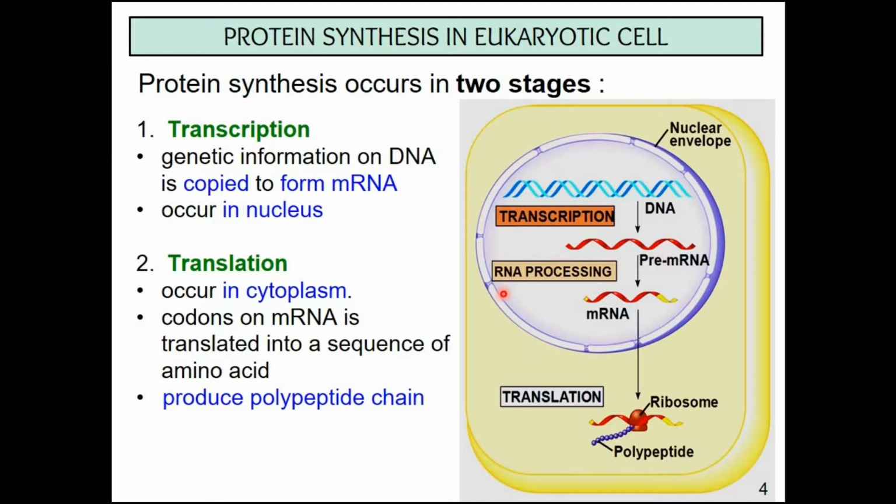And after that, kita akan proceed dengan RNA processing untuk jadikan dia matured mRNA. Dan kemudian, proses seterusnya, bila dapat mRNA akan keluar daripada nucleus melalui nucleopore dan dia akan menjalani proses translation, iaitu kita ambil mRNA ini dan kita translatekan to form polypeptide chain, which is actually protein lah. So this occurs in the cytoplasm dan the codons on mRNA is translated into sequence of amino acid.